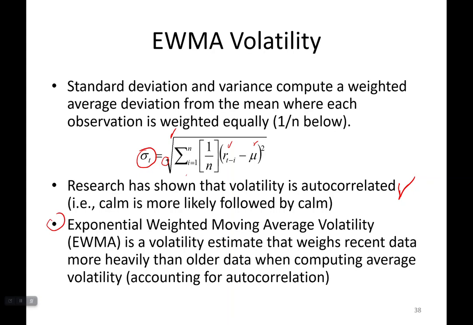Exponentially weighted moving average volatility, or EWMA, is a volatility estimate that weighs the more recent data more heavily when computing the volatility. So if I had, say, 100 days or 1,000 days, I'm not going to weigh every day 1 over 100 or 1 over 1,000. I'm going to weigh yesterday more than the day before, more than the day before. So we believe there's more information, more predictive power into what the future volatility is going to be.